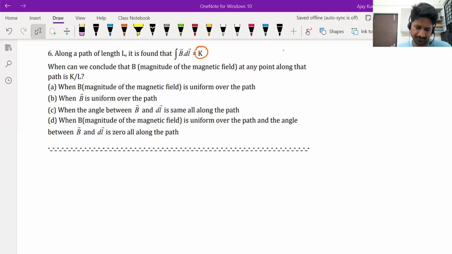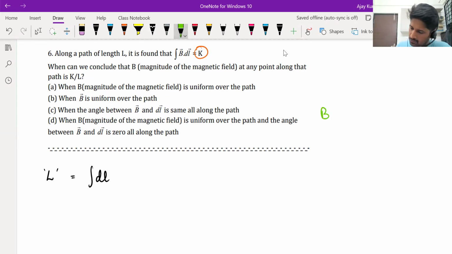Fine. Listen. We know the value of integral B dot dl is k. We want the condition when B will be equal to k by L. Now L here, as given in the question, is the total length of the path. So automatically L becomes integral dl without a vector symbol on it. You add all the small lengths along that path, it becomes the total length. So we want B to be equal to k by L. That's the question. For that case, we have to derive a condition.